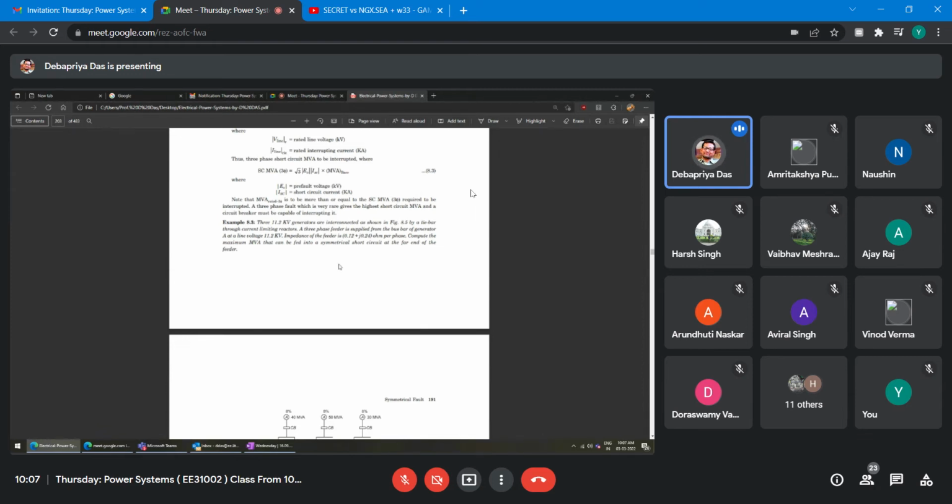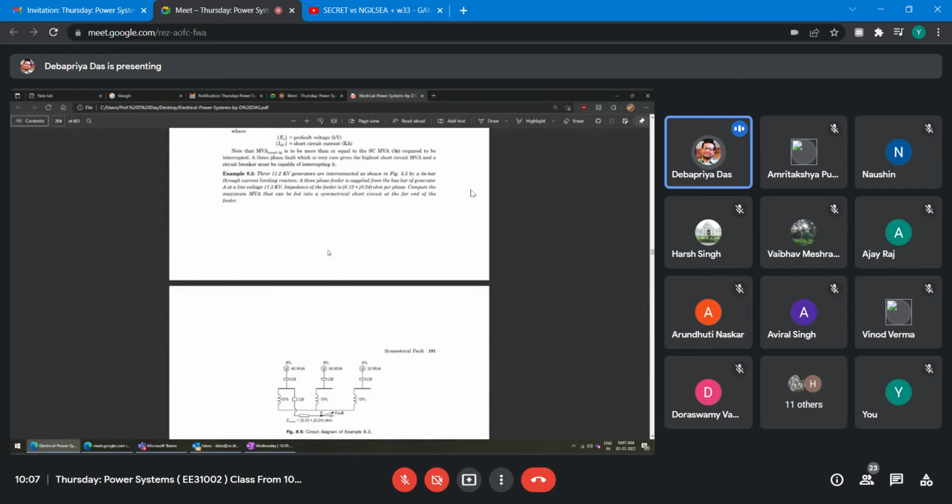This example is just like solving a simple circuit problem. For example, here some typographical error is there. The three 11.2 kilovolt generators are interconnected as shown in this figure by a tie bar. That is this line. Tie bar means that all these are tied by a line, through current limiting reactors. A reactor means an inductor; they put a reactor such that it offers reactance. Hence, during a fault it tries to restrict the fault current. Those things are beyond the scope, but that is the meaning.